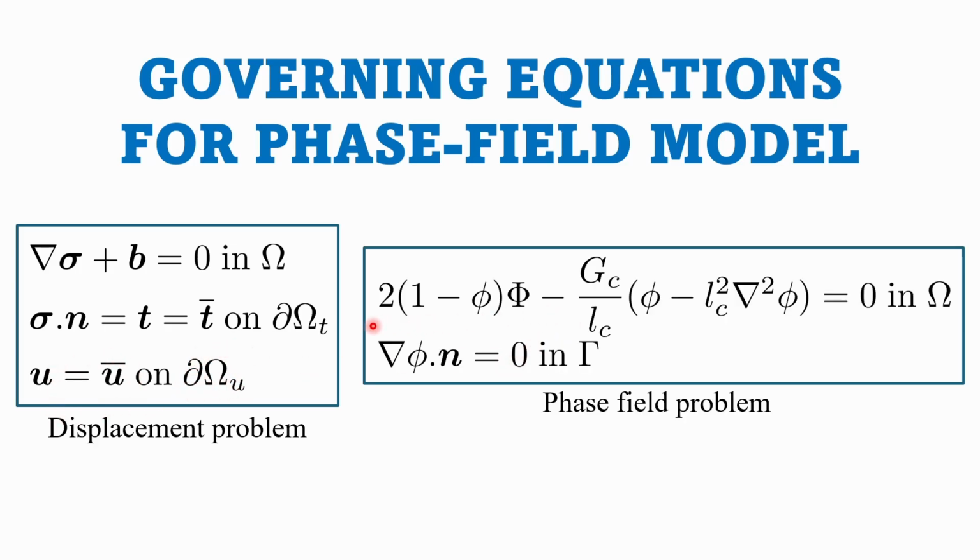And the phase field problem, this is the equation where capital phi was the history field. If you want to know more about the history field, I would suggest going through the second lecture. Capital GC is the material GC and LC is the length scale parameter. And we have the Laplacian of the phase field. Phi is the phase field, if you remember correctly. And this is subjected to the gradient of phase field dot n cap, the unit normal, equals 0 on capital gamma, the crack surface area. Okay, so we had two different problems, the displacement problem and the phase field problem.